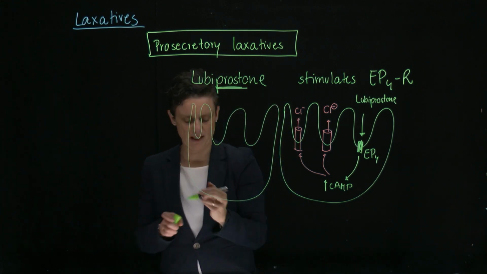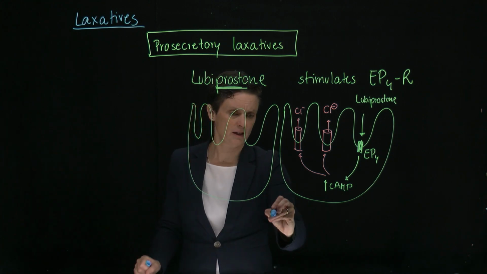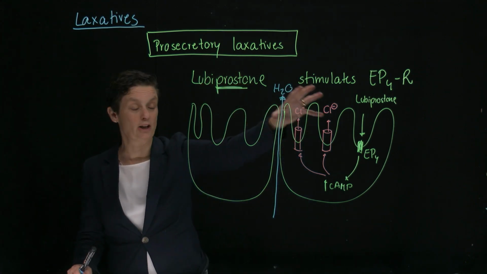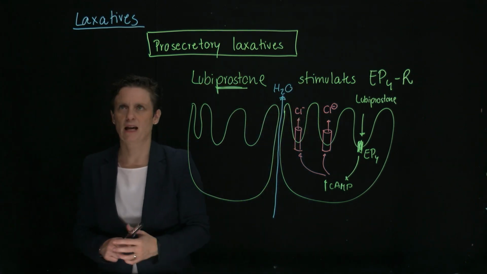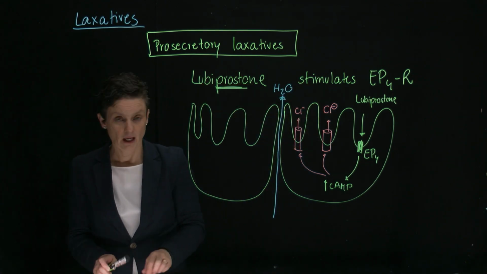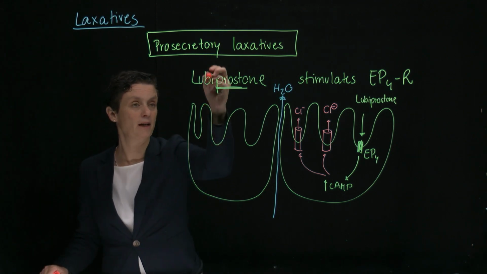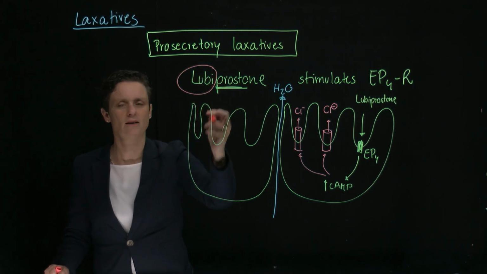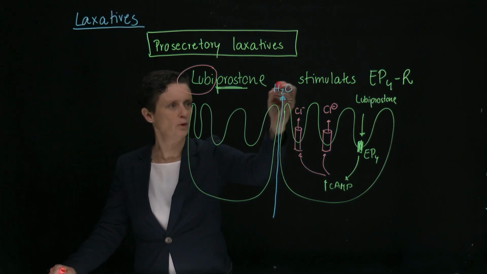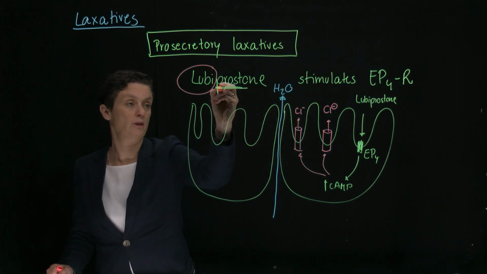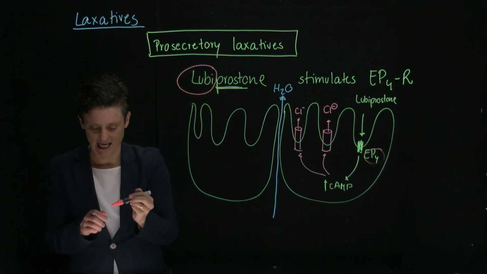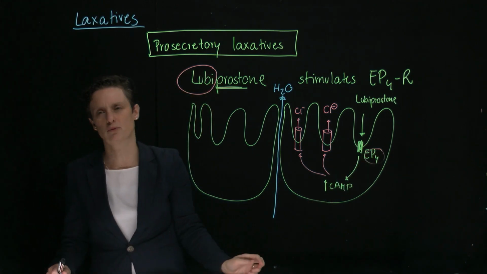Chloride is secreted and then water follows. So you get some secretions, and that's going to help with the bowel movement. And also remember the name lubiprostone, lubrication. That sounds a little bit like increasing water, and that's exactly what you do. And then the prostaglandin reminds you that it's a prostaglandin derivative. So this is lubiprostone.